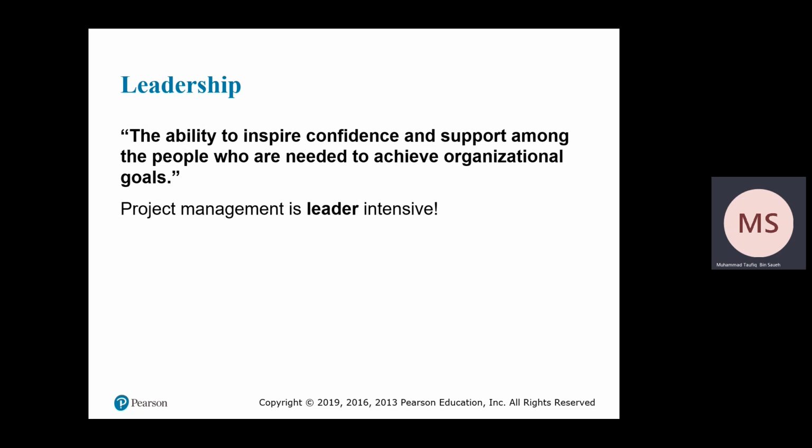In project management, it is important to have good leadership skills, because project management is leader intensive. If you cannot be a leader in a project, your project might face delays, or you might face problems during the project duration. So to be a good project manager, you must have good leadership skills.